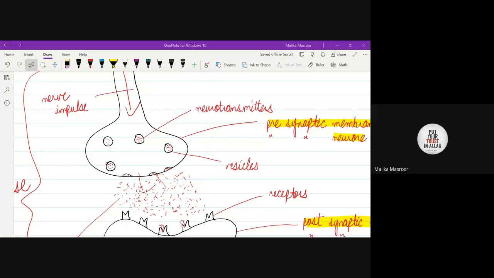Nerve impulse. See, when it's coming towards your presynaptic neuron and it has to be transferred to the postsynaptic neuron, like for example, from neuron A to neuron B, that nerve impulse will come to the end of neuron A. It will stimulate the vesicles that contain neurotransmitters. They will go and bind to the edge of the membrane of your presynaptic neuron. It will then release the neurotransmitter that they contain into the synaptic cleft, that is the gap.